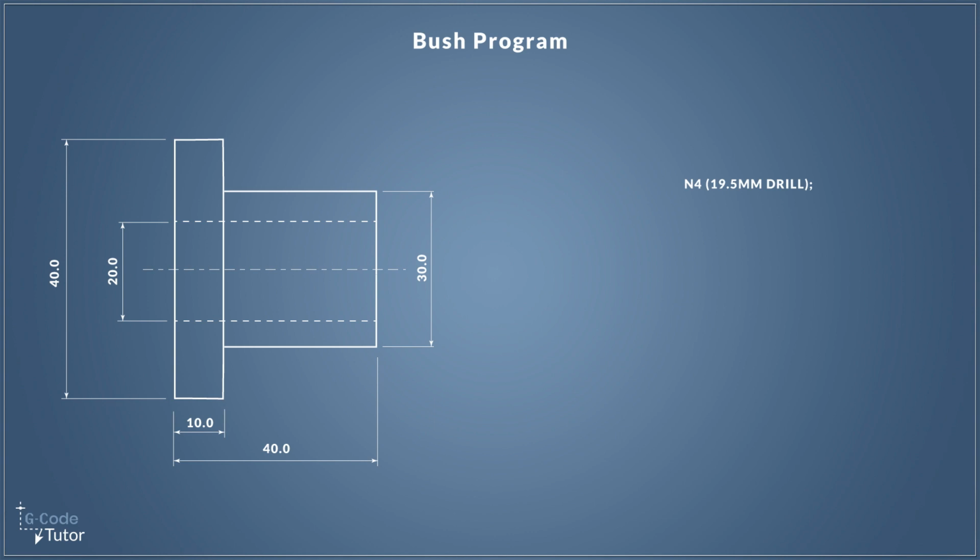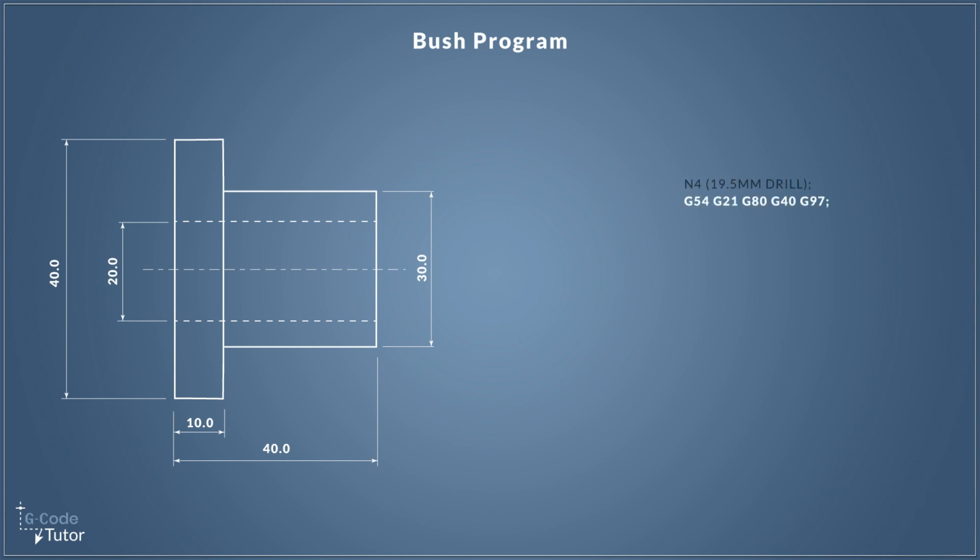Okay, so our first line is always an operator's note, letting us know what this section of code is. And then we use an N number, a search function in this case, so we can search to this section of program. In the old days, we used to number every line. These days, we just tend to use the N number for subroutines or search functions.